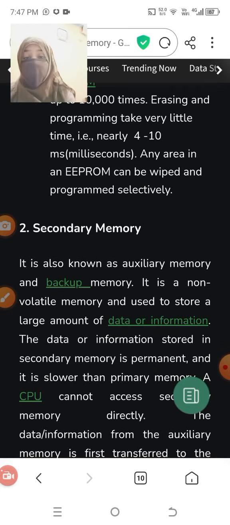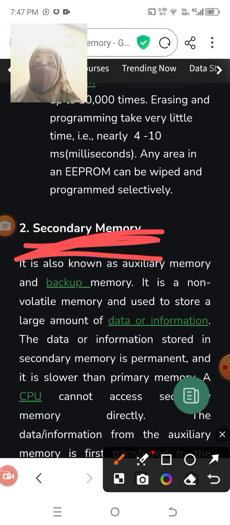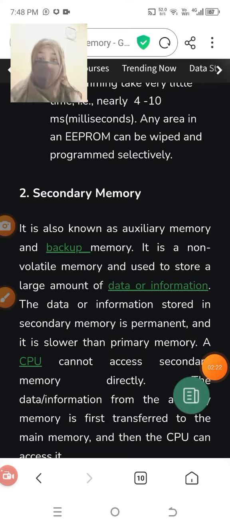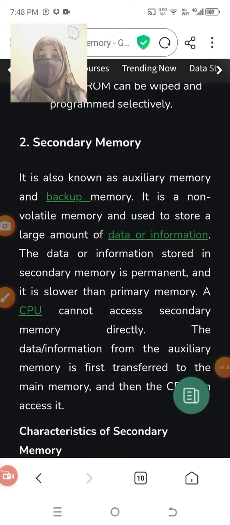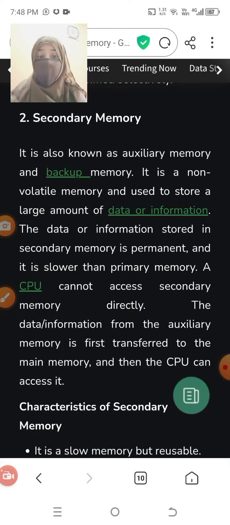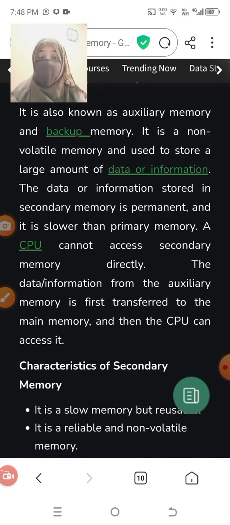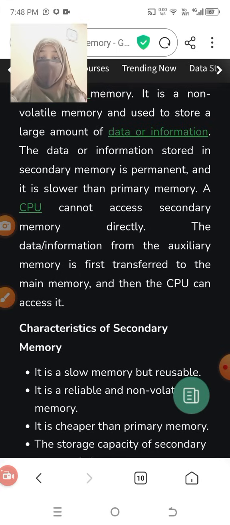Now we are going to discuss secondary memory, the second basic type of memory. It is also known as auxiliary memory and backup memory. It is a non-volatile memory and used to store a large amount of data information. The data information stored in secondary memory is permanent and it is slower than primary memory.